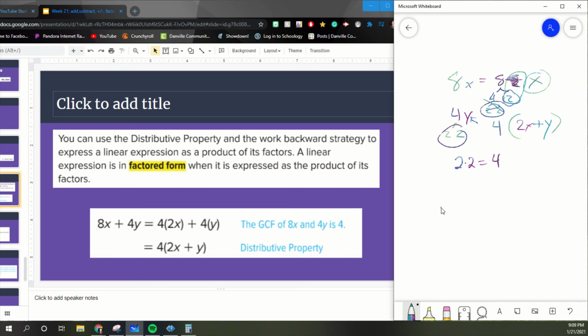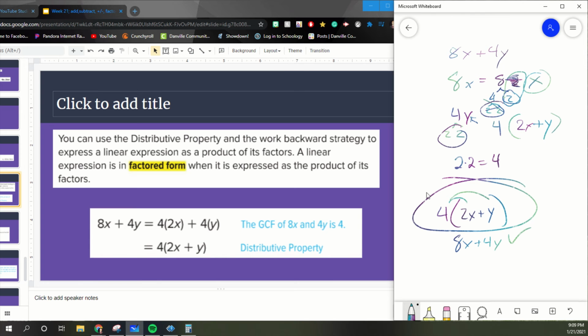So 8x and 4y: 8x divided by 4 is 2x, and 4y is just y. You can double check that you did this correctly by distributing and seeing what you get. See if you get what you started with, which in this case was 8x plus 4y. If I distribute this, I get 8x plus 4y. So I know I did it correctly, and that has to be my answer.